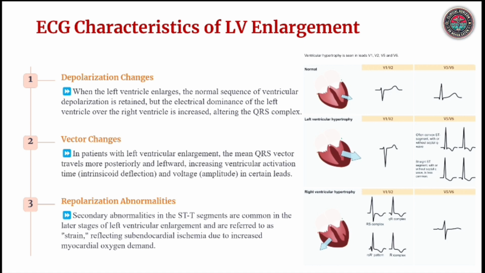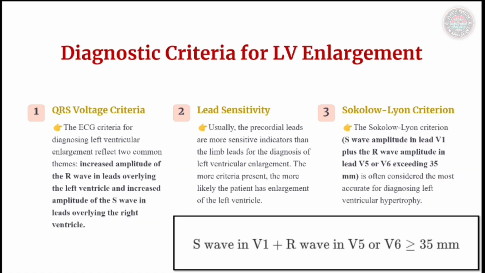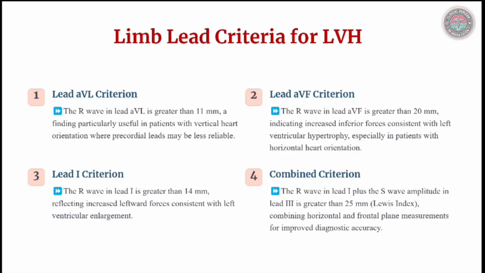Diagnostic criteria for left ventricular enlargement. Left ventricular enlargement is diagnosed using multiple ECG criteria. The Cornell criteria, that is, R wave in AVL more than 11 mm. Sokolow-Lyon criteria, that is, S in V1 plus R in V5 or V6 is more than 35 mm. Framingham criteria and Romhilt-Estes point system improve diagnostic accuracy. A combination of criteria increases specificity.